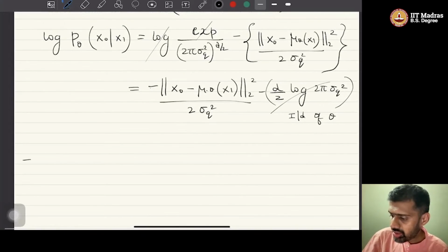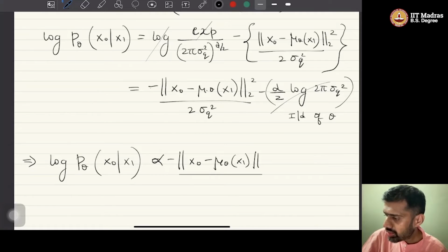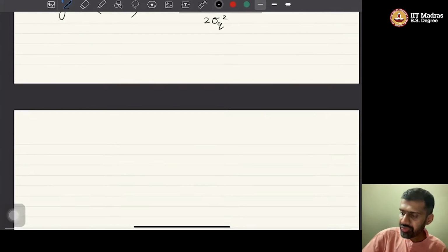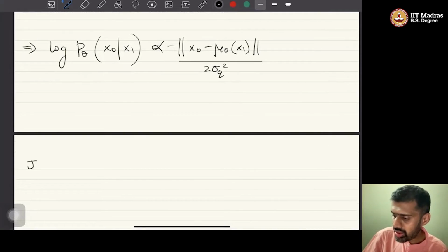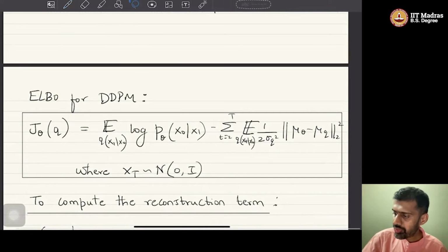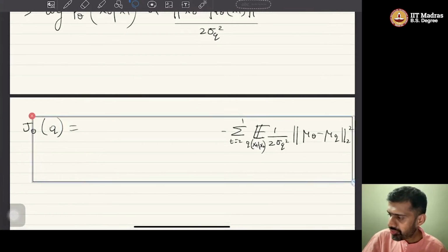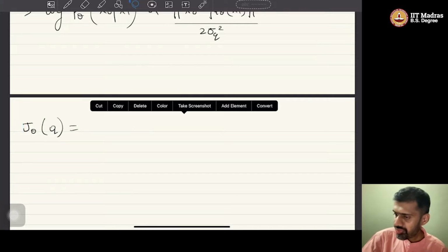So the reconstruction term, which is log of p theta of x naught given x1, is simply proportional to minus x naught minus mu theta of x1 squared divided by 2 sigma q squared, because I am taking out the constant term. That's it. Now the final ELBO, which is J theta of q, is equal to this particular term. Let me write that down. This is the second term that we have. We'll keep it that way.